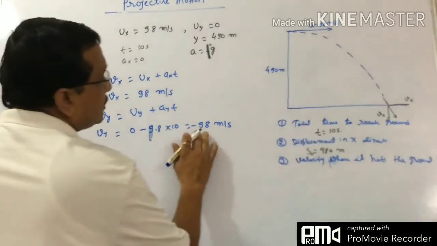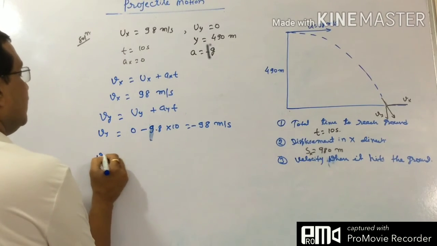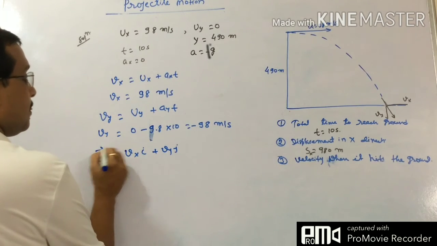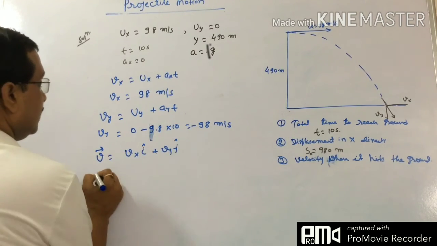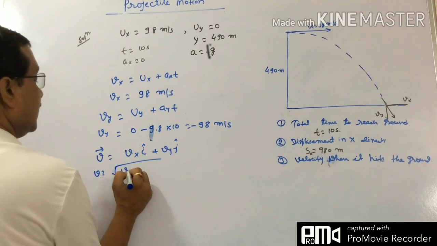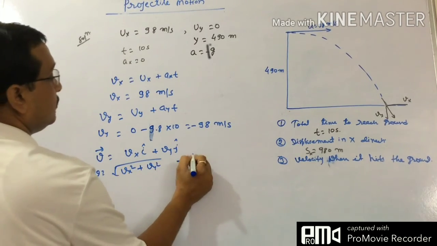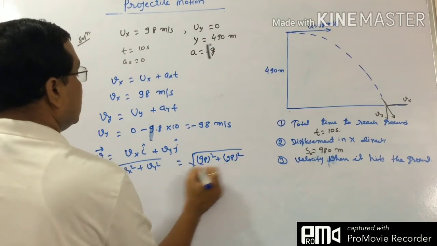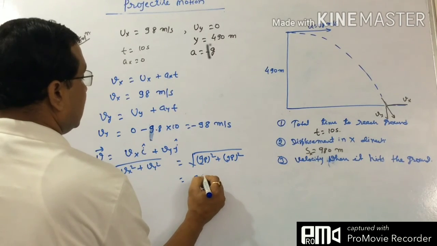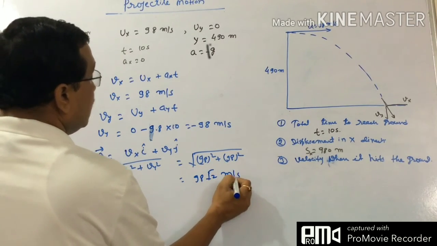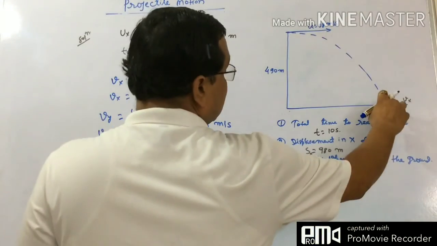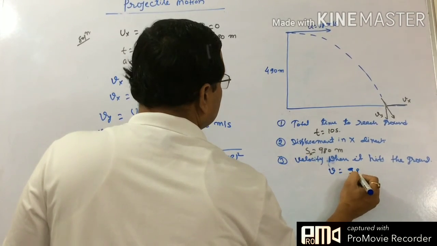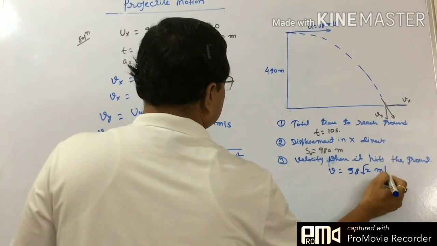So the magnitude of velocity will be: v equals vx i plus vy j, so v equals under root vx square plus vy square. It means under root 98 square plus 98 square, which means 2 into 98 square, so 98 root 2 meter per second. So at this velocity it will hit the ground. That is the answer.